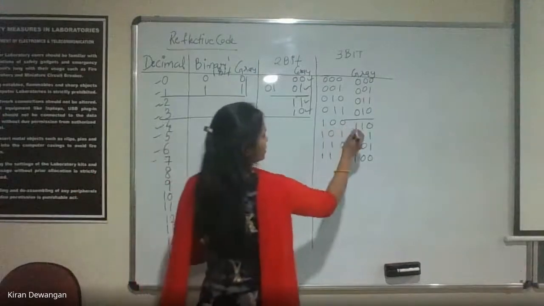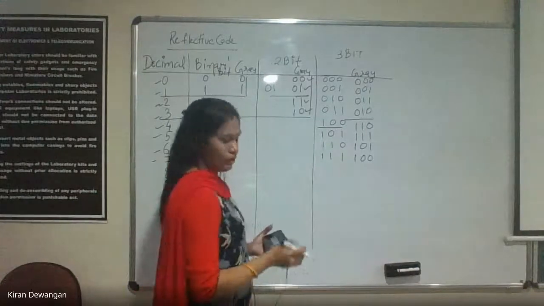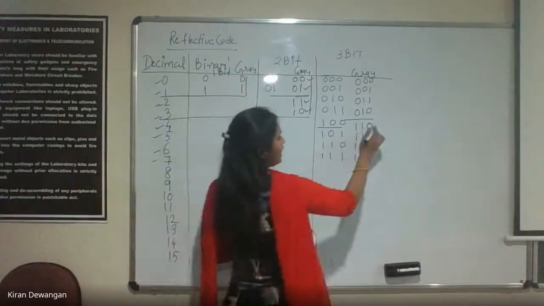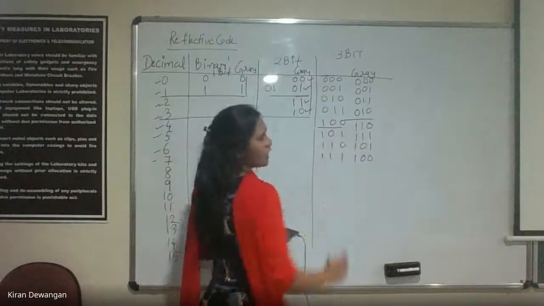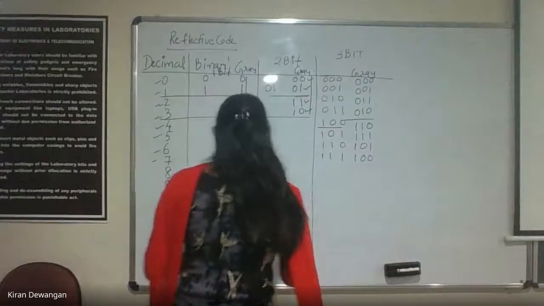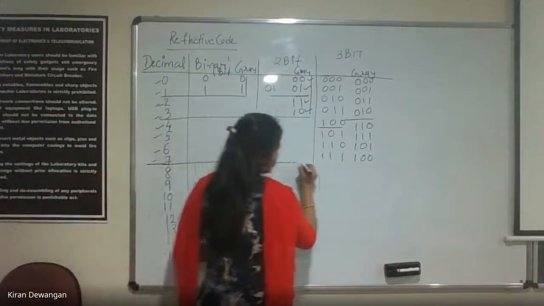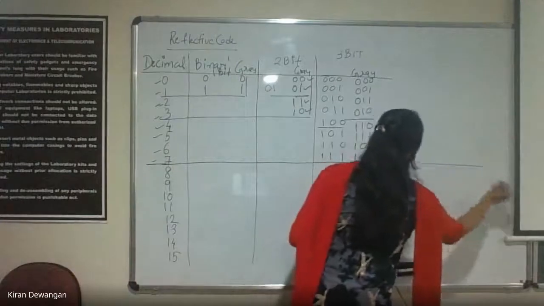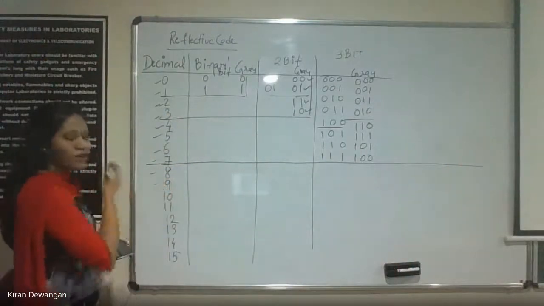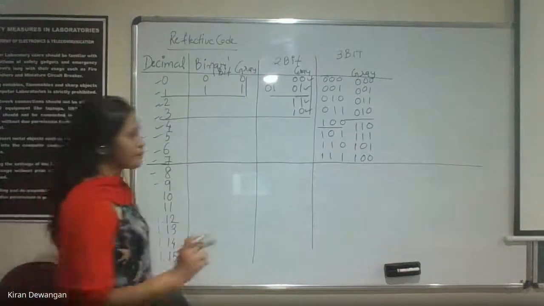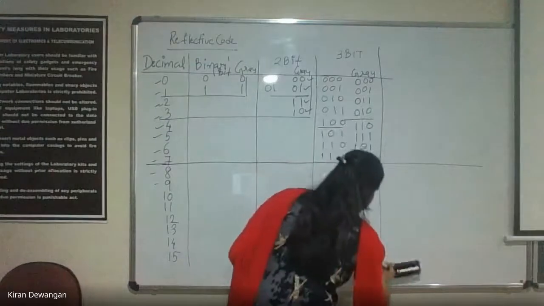And for these codes, for 4 the binary is 1 0 0 and in gray it is 1 1 0. This is how the codes vary. Clear? Now we have coded till 7. We have to code further for 8, 9, 10, 11, 12 till 15. Clear? So we'll move on to 4-bit.